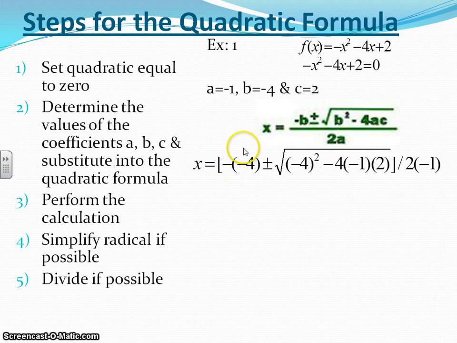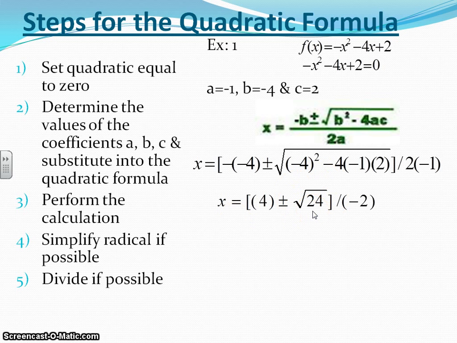We perform the calculation. Double negative 4 is 4, plus and minus. Negative 4 squared is 16, minus 4 times 1 times 2 is going to give me positive 8. Added to 16 is 24 under the radical. And 2 times negative 1 is negative 2. Step 4, we simplify this radical.